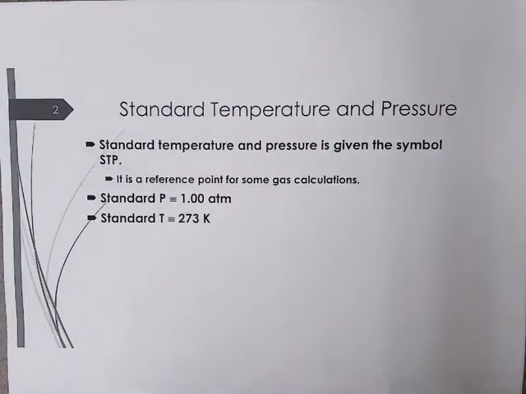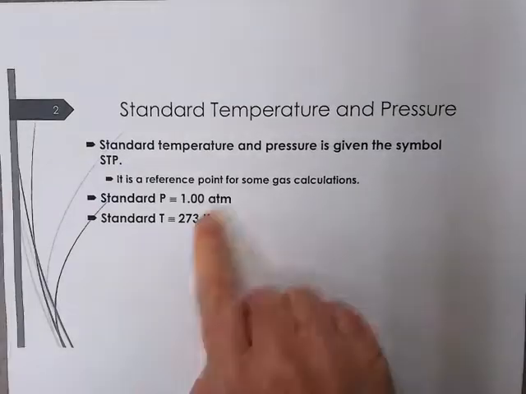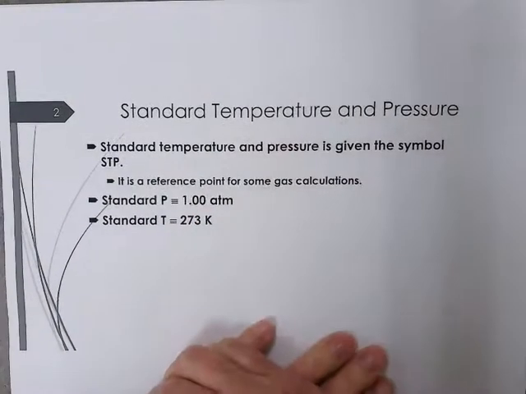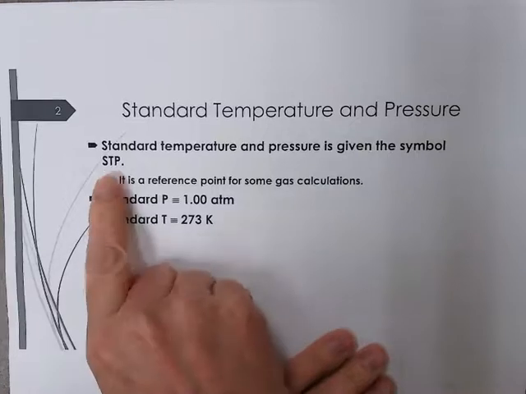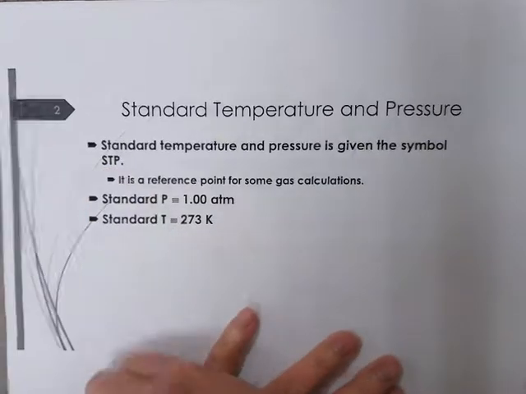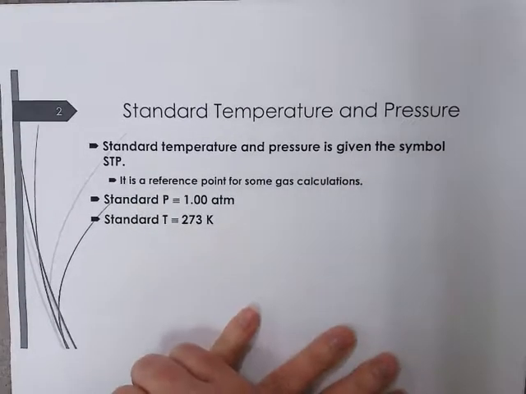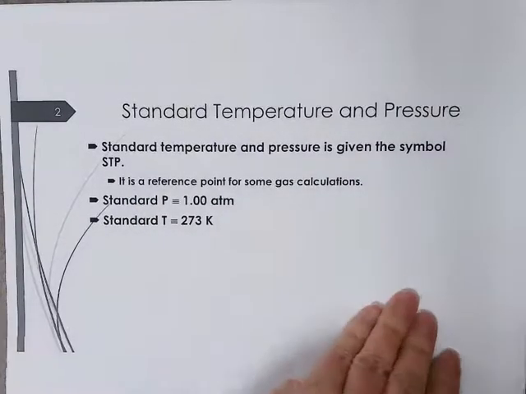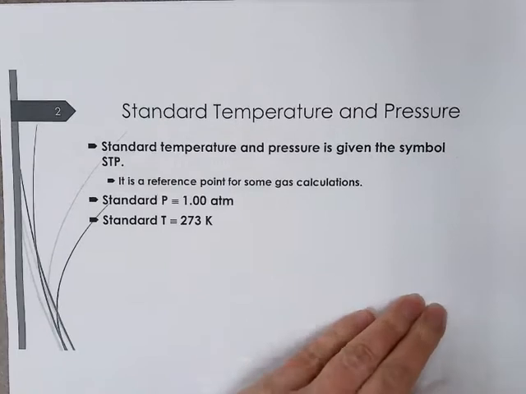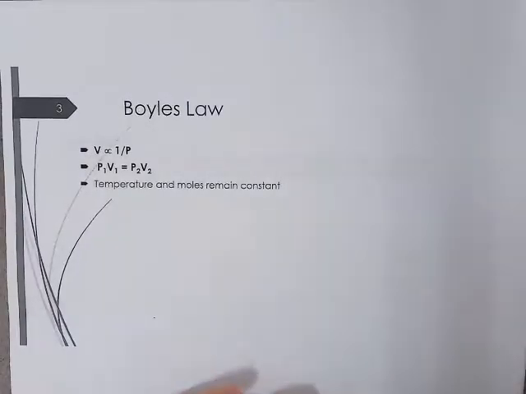So one of the things you need to know is what standard temperature and pressure is. Standard temperature and pressure is a reference point that we can use in gas calculations. STP is the symbol for standard temperature and pressure, where the standard pressure is 1 atmosphere and the standard temperature is 273 Kelvin. Oh, actually you don't say degrees, sorry, 273 Kelvin.